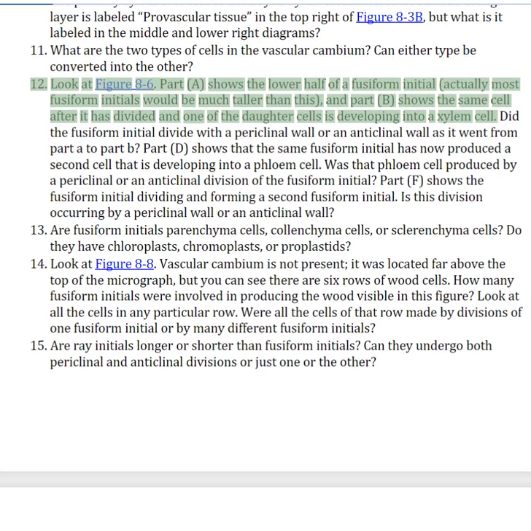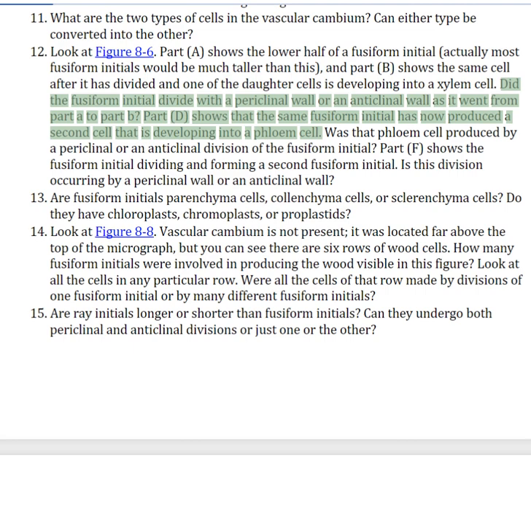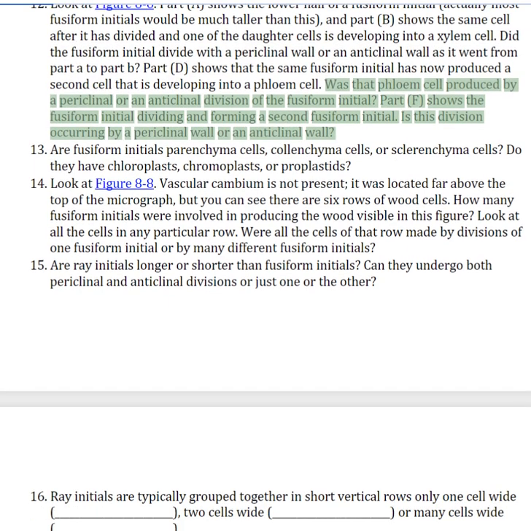12. Look at figure 8.6. Part A shows the lower half of a fusiform initial, and part B shows the same cell after it has divided and one of the daughter cells is developing into a xylem cell. Did the fusiform initial divide with a paraclinal wall or an anticlinal wall as it went from part A to part B? Part C shows that the same fusiform initial has now produced a second cell that is developing into a phloem cell. Was that phloem cell produced by a paraclinal or an anticlinal division of the fusiform initial? Part D shows the fusiform initial dividing and forming a second fusiform initial. Is this division occurring by a paraclinal wall or an anticlinal wall?